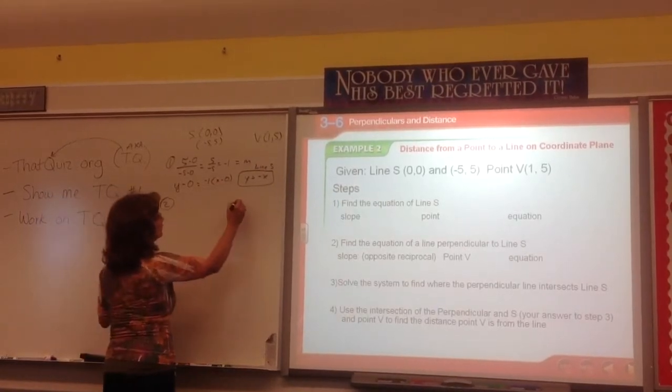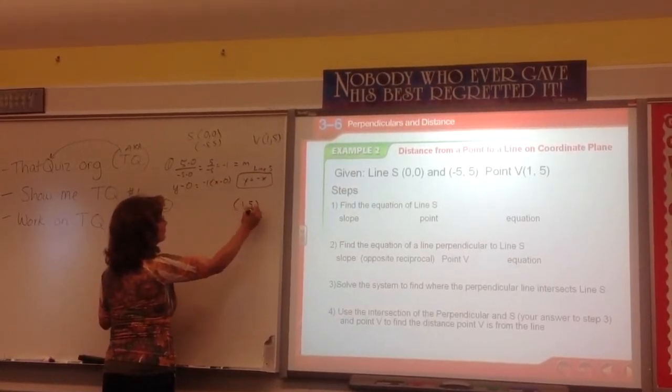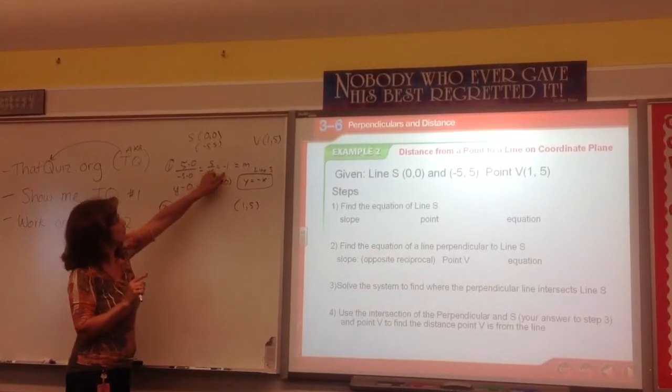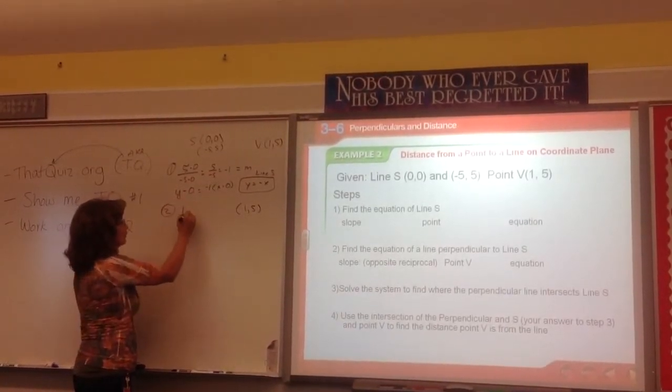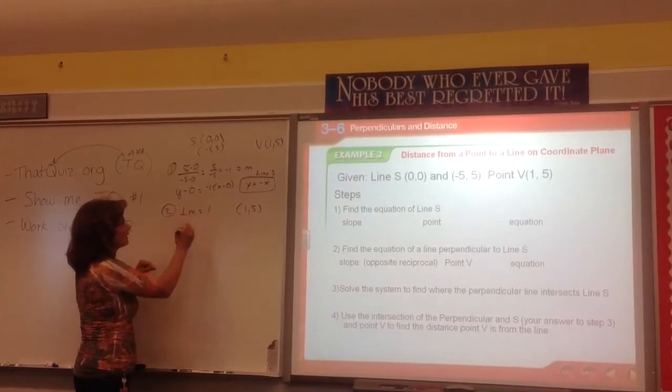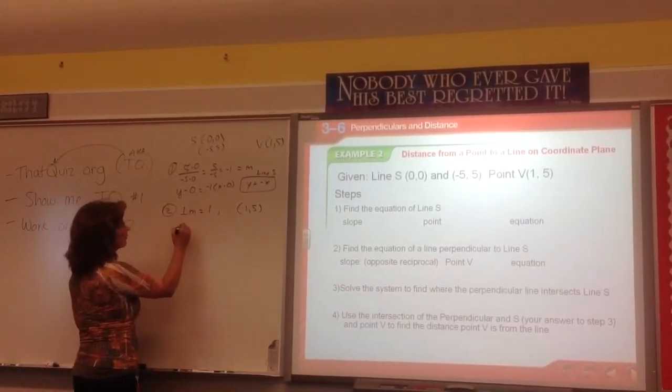So we know our point. It's going to be (1, 5). We know our slope because we know the slope of line S and we take the opposite reciprocal. So the perpendicular slope is going to be a positive 1. So now we'll write this equation.